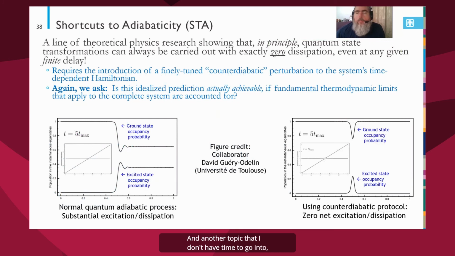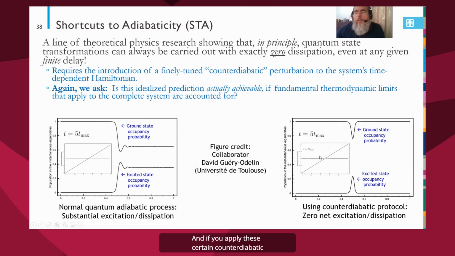And another topic that I don't have time to go into, although our collaborator is here who helped produce this result, is that there's a theoretical set of techniques called shortcuts to adiabaticity that in principle can yield exactly zero dissipation even at finite speeds. And again, there's a question about will engineering implementations be able to actually realize this or at least approximate it? But here, David has analyzed the probability of occupancy for ground and excited states of a two-level system with a missed level crossing.